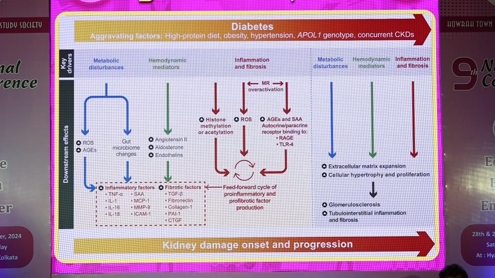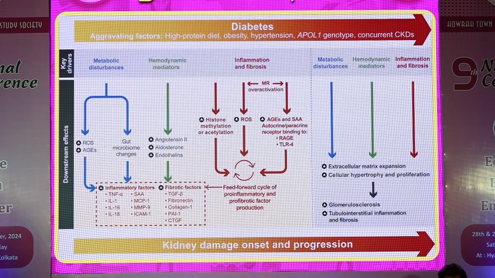Now, what is happening in chronic kidney disease? There are 3 major things happening: metabolic disturbances, hemodynamic mediators, and inflammation and fibrosis. Through the metabolic factor, via reactive oxygen species, we have advanced glycation end products, which lead to inflammation, and that inflammation ultimately leads to fibrosis. Then we have the hemodynamic mediators, and all the drugs we have work on that. Angiotensin II is increased, and aldosterone and endothelin levels are increased. That causes fibrosis. Lastly, there's inflammation and fibrosis.